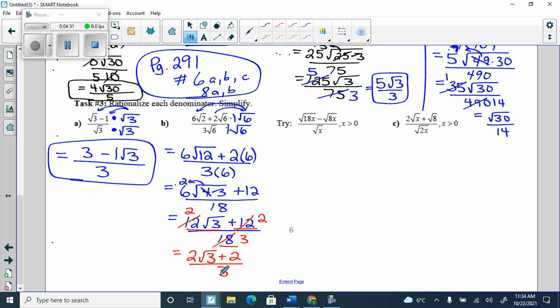I can't reduce the radical anymore. It's a root 3. And I can't take any more numbers out. So I'm done.